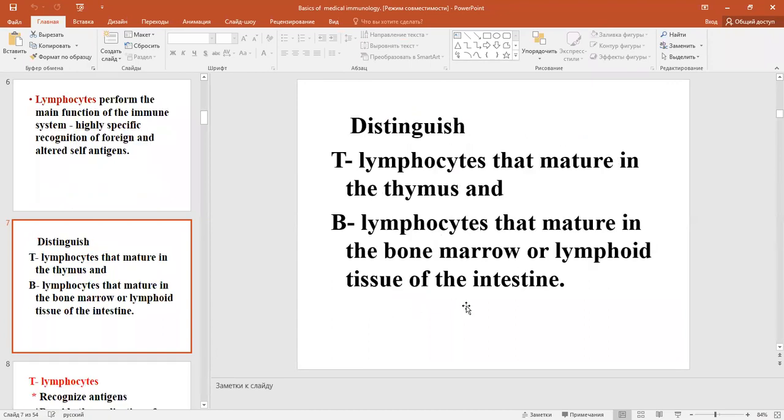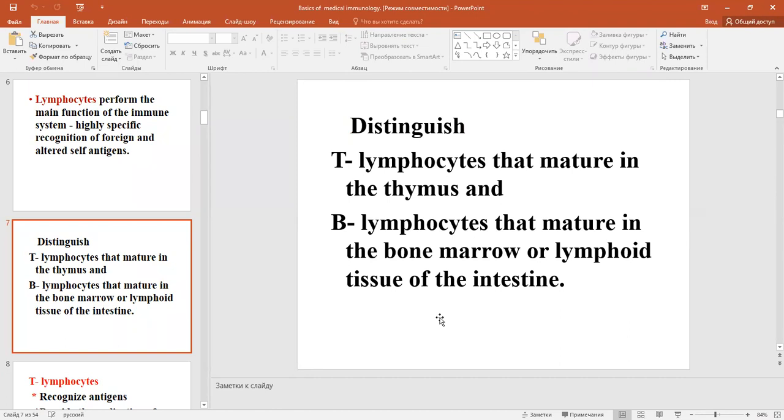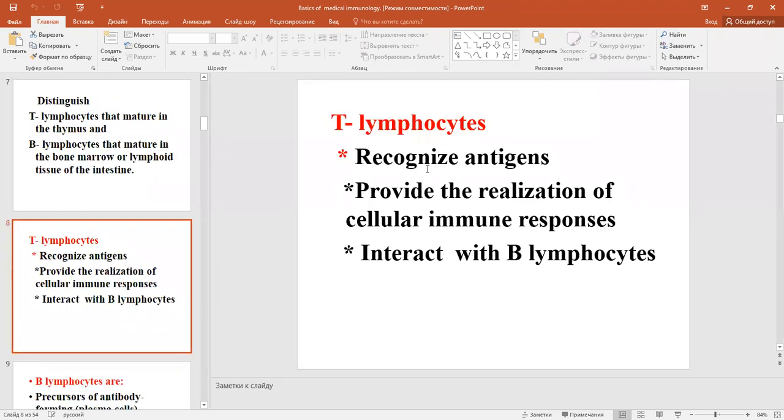Distinguish T lymphocytes and B lymphocytes. T lymphocytes mature in the thymus, and B lymphocytes mature in the bone marrow or lymphoid tissue of the intestine. They differ by functions. T lymphocytes recognize antigens, provide the realization of the cellular immune response, and interact with B lymphocytes.